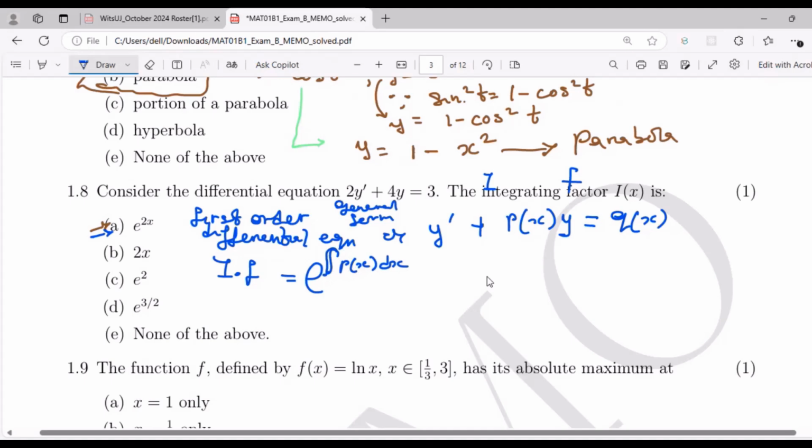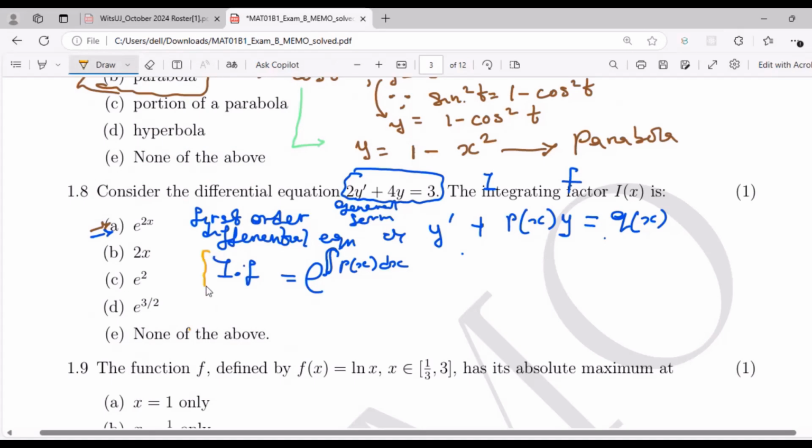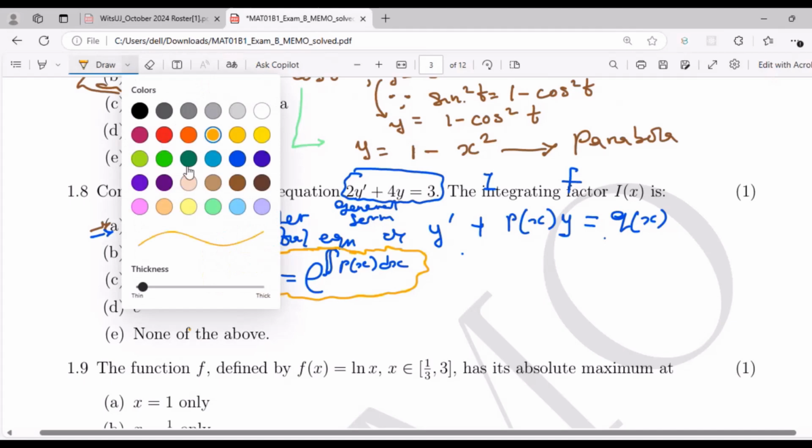If you have your differential equation like this, then the formula for calculating the integrating factor, you should also note it. Like all your formulas, you can keep it somewhere so that when you are doing your last minute reading, you can quickly brush through to see the formulas you need to memorize.